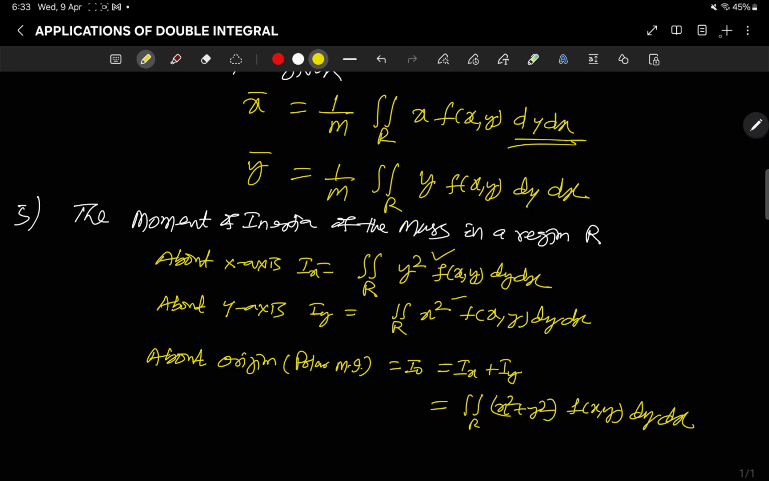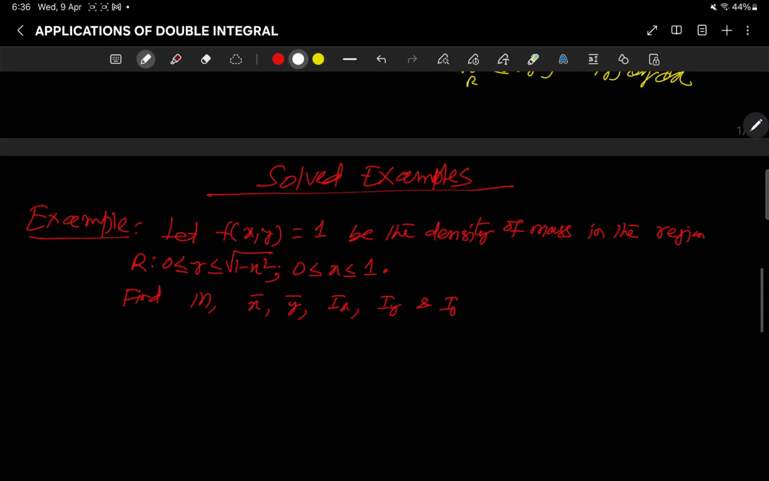Let us solve some problems. Consider an example. Let f(x,y) be the density of the mass in the region. The region is this: 0 less than y less than square root of 1 minus x squared.